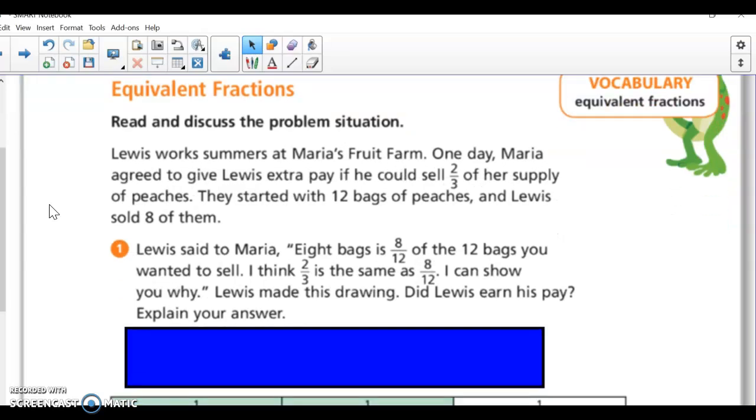Okay. Read and discuss the problem situation. Lewis worked summers at Maria's fruit farm. One day, Maria agreed to give Lewis extra pay if he could sell 2/3 of her supply of peaches. They started with 12 bags of peaches, and Lewis sold 8 of them. Lewis said to Maria, 8 bags is 8/12 of the 12 bags you wanted to sell. I think 2/3 is the same as 8/12. I can show you why. And Lewis made a drawing. Did Lewis earn his pay?